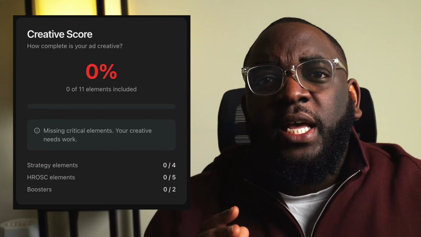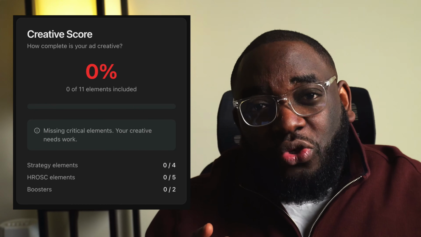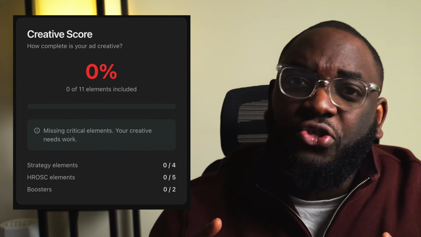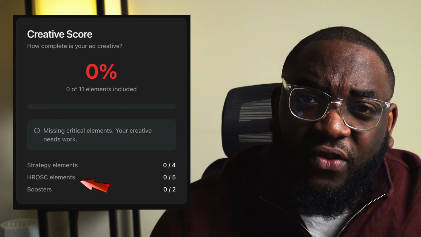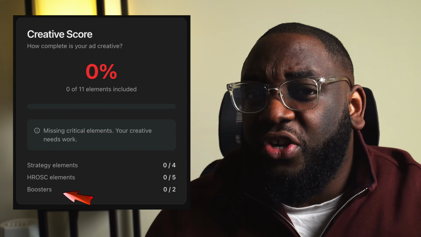Now, I want you to understand that no matter the platform you're going to be setting up your ads, whether it's Google, whether it's Meta, whether it's TikTok Shop, whether it's Snapchat, whether it's LinkedIn, whatever it might be, they all have these three sections that you must pay close attention to. So the strategic elements, the HROSC framework, and then what I call the conversion boosters.